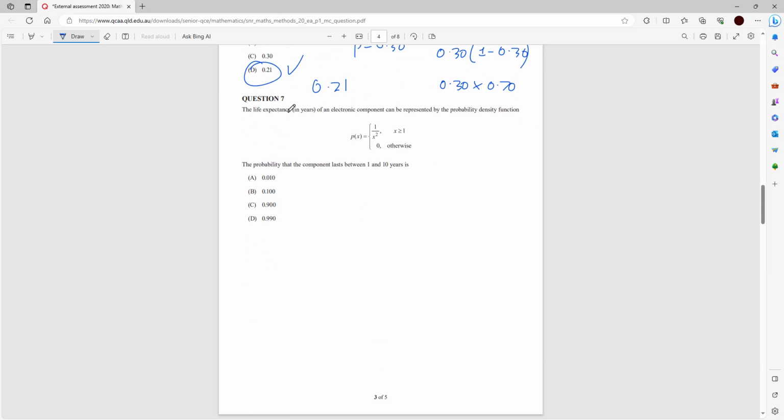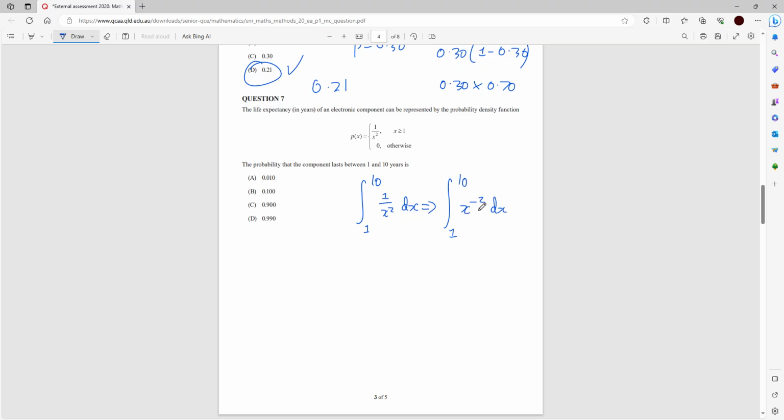So, the life expectancy in years of an electric component can be represented by the probability density function below. Okay? The probability the component lasts between 1 and 10 years is A, B, C, etc. So, straight off the back, it's a probability density function, and we've been given two bounds straight away. So the integral between 1 and 10 of our probability density function, 1 on x squared. Now, before I even integrate, I'm going to change how this looks so it's much easier to do. So the integral between 1 and 10 of x to the negative 2 dx.